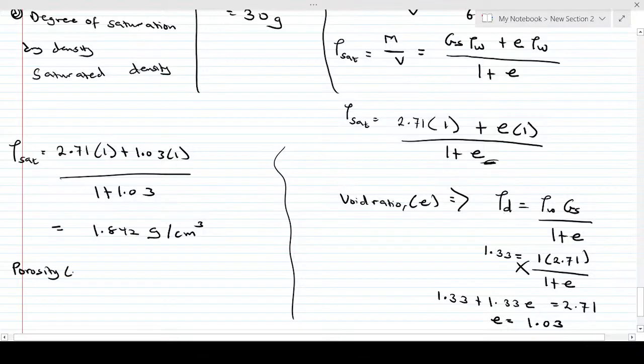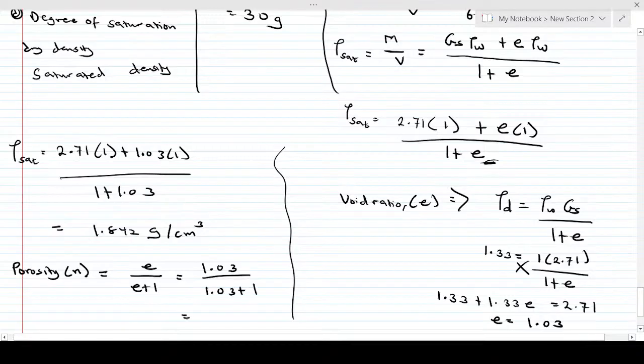Porosity, which is simply represented as n, is simply e over e plus 1, which is the void ratio over the void ratio plus 1. The void ratio is given as 1.03. So we have 1.03 divided by 1.03 plus 1.